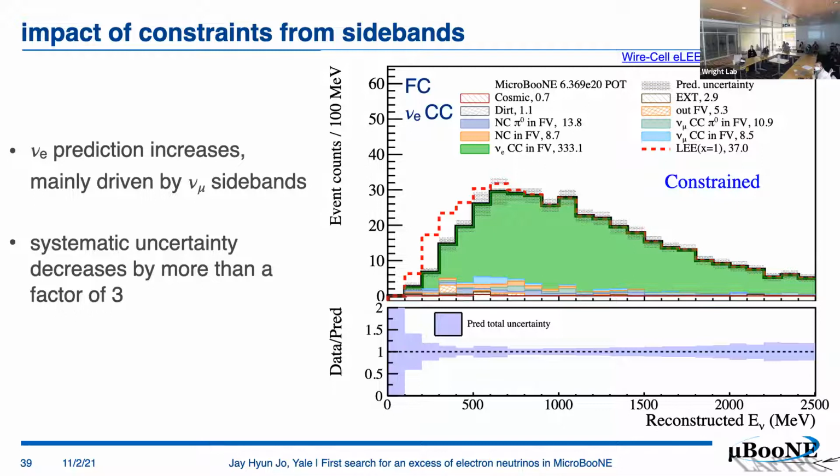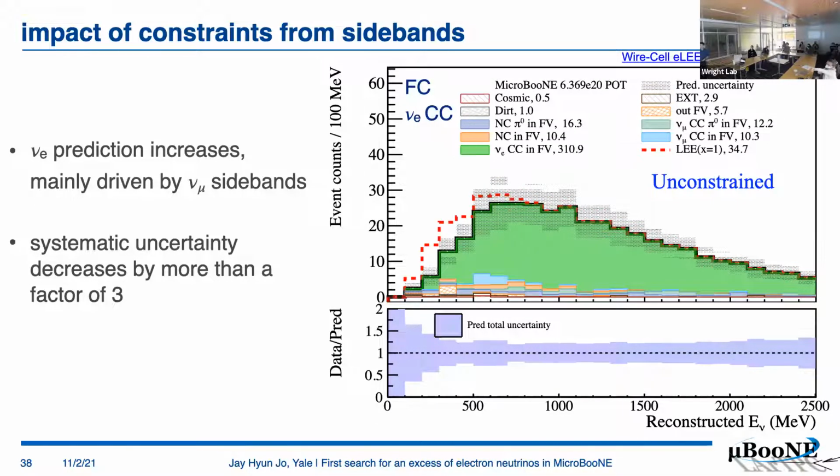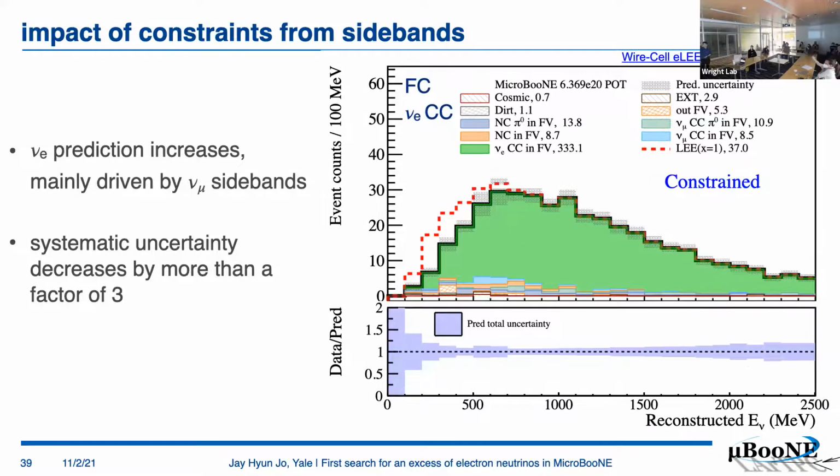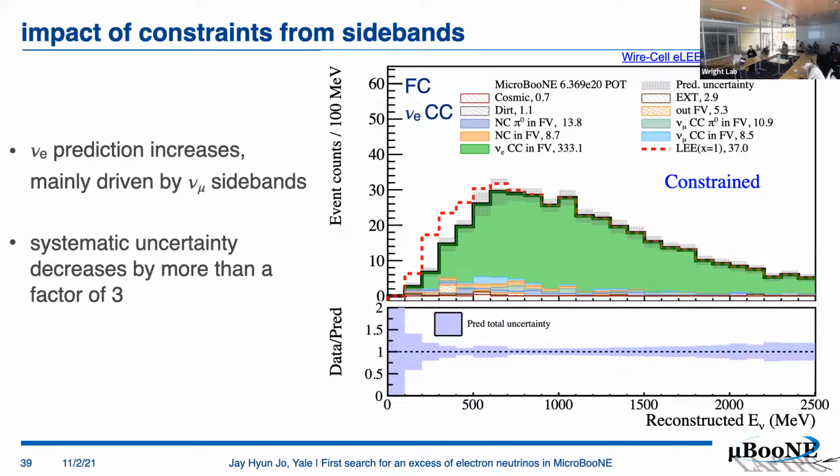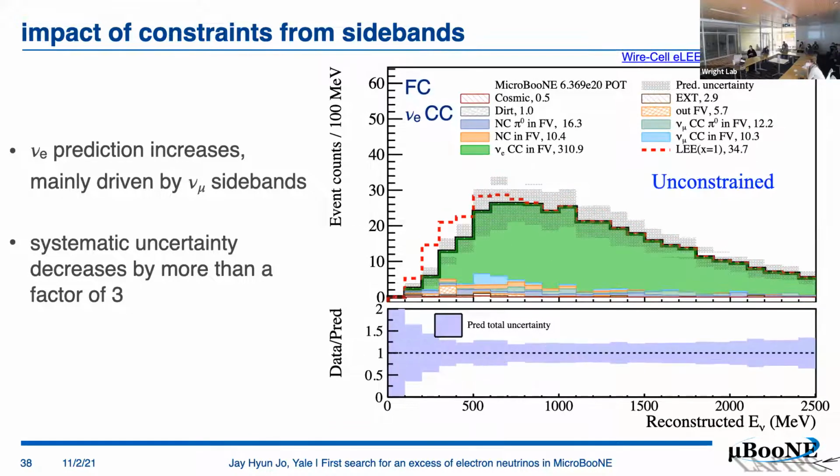This is more than a factor of 3, and this is the power of using the constraints. But you are also seeing something different: the prediction is also different. And that's correct. After the constraint, the prediction actually increased a little bit from before constraints. And this is how we get a better understanding of our models coming from the sideband.